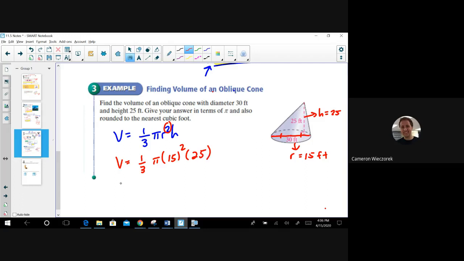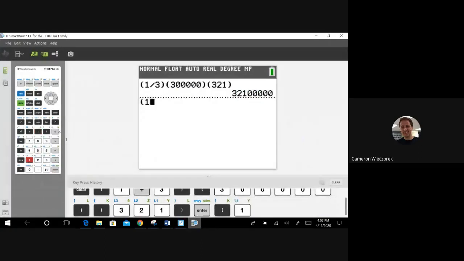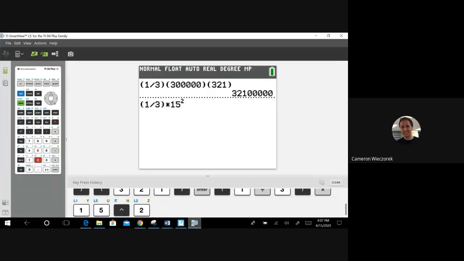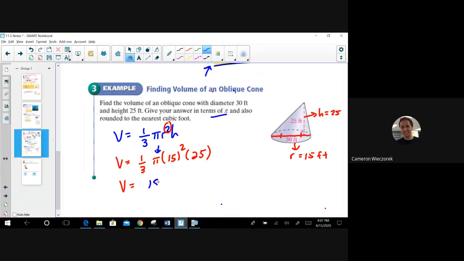That's just times 25. In my calculator, I'm going to type in everything except the pi right now because they asked for it in terms of pi, and then later we'll type it in. I'm going to just do 1/3 in parentheses times 15 squared times the height was 25. So I get 1875. And then remember, you got to put a pi next to that.